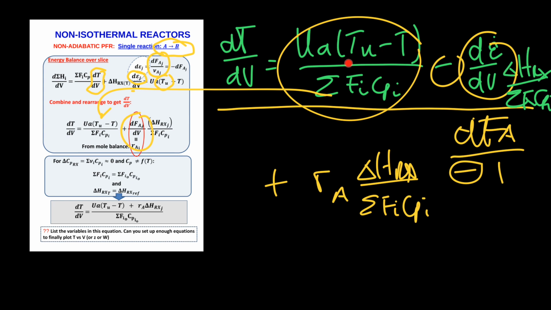I may need an equation to calculate for the utility temperature. So if it's a constant, it's a parameter that is defined outside of the function where I define my differential, return my differential equations. But if not, I need an extra differential equation that describes how the utility changes along the volume of the reactor.